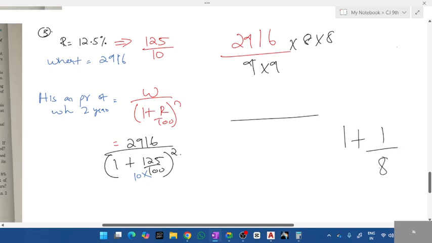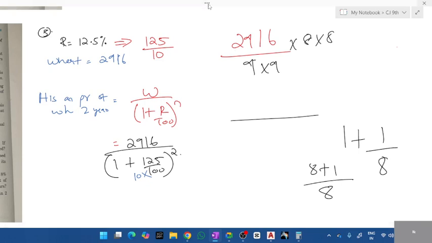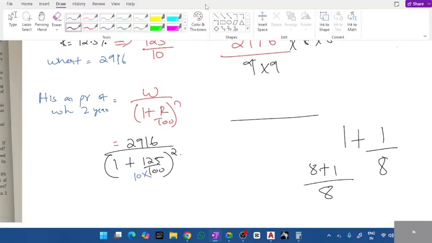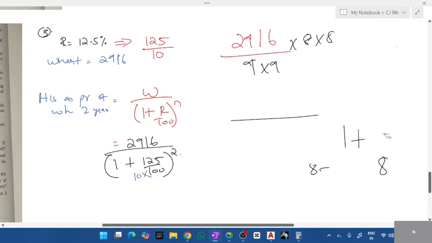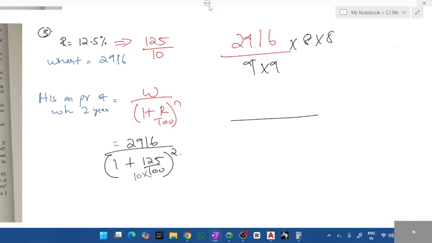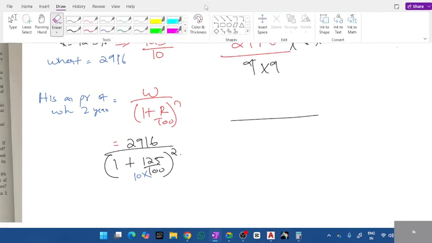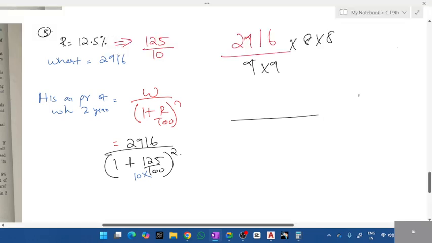Okay, try this, Ania. 1 plus 1 by 8. What do you get? 8 plus 1? 9 by 8. How did you get 10? Okay, fine. Let me check that. 125 divided by 1000. You tell your calculation. What did you do?